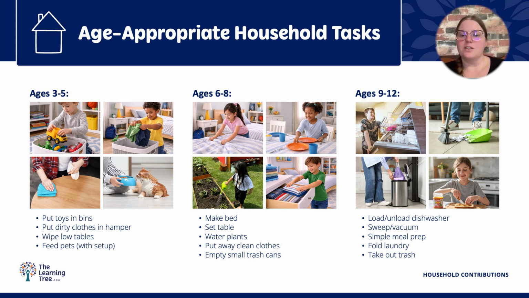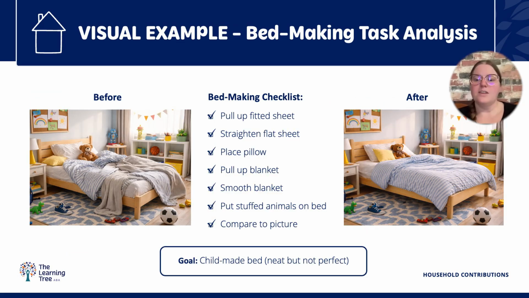From ages 9 to 12, the children can help load and unload the dishwasher, sweep, vacuum, simple meal prep, fold laundry, and take out the trash. For all these household contributions, we can also use our task analysis and our checklists. This is an example for bed making. In this visual example, we have what the bed looks like before and what it looks like after.